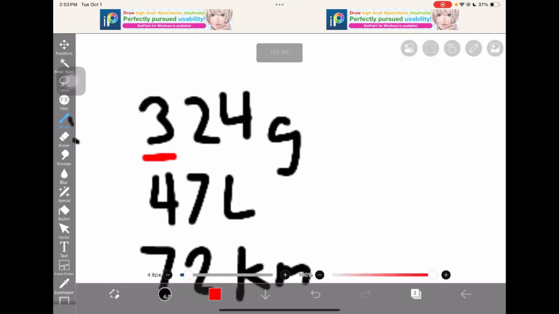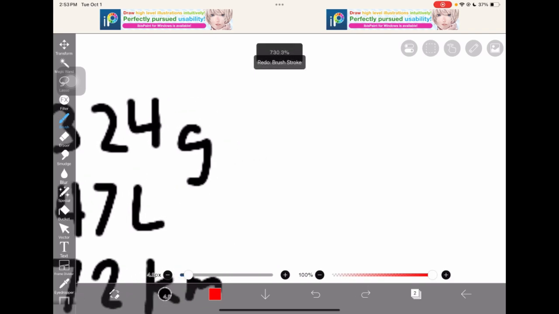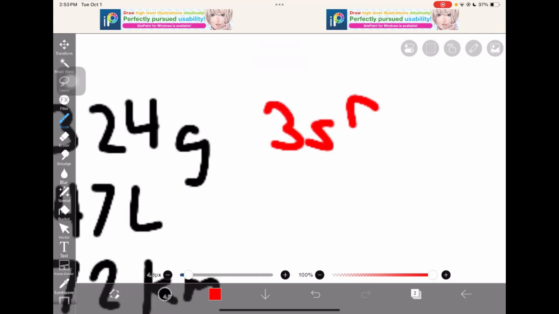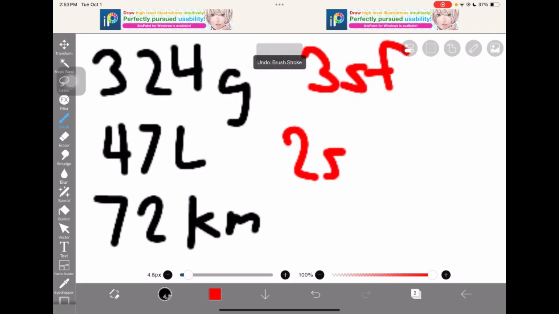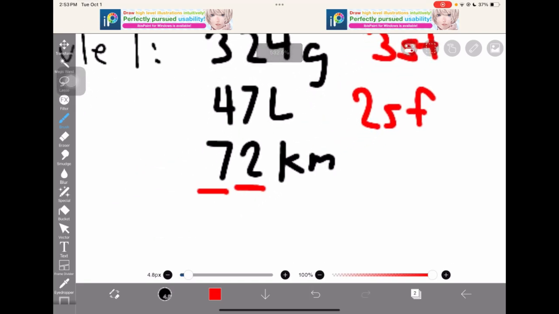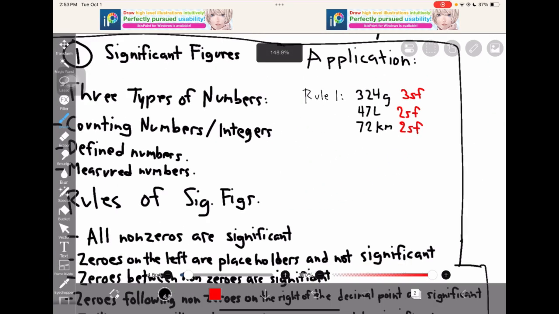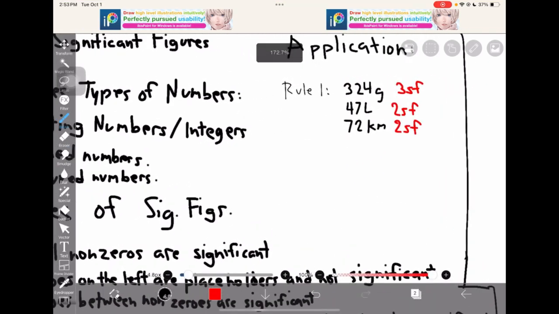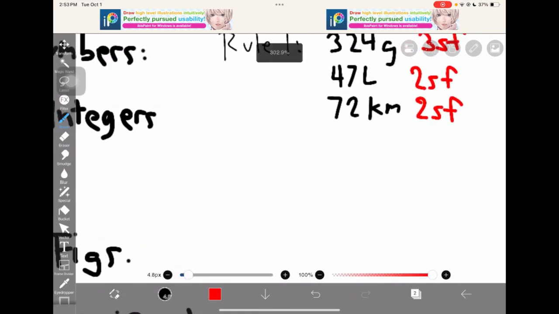So 1, 2, 3, that's 3 SFs. 1, 2, that's 2 SF. And 1, 2, that is 2 SF. So rule number 1 is just a fundamental rule. How about rule number 2?